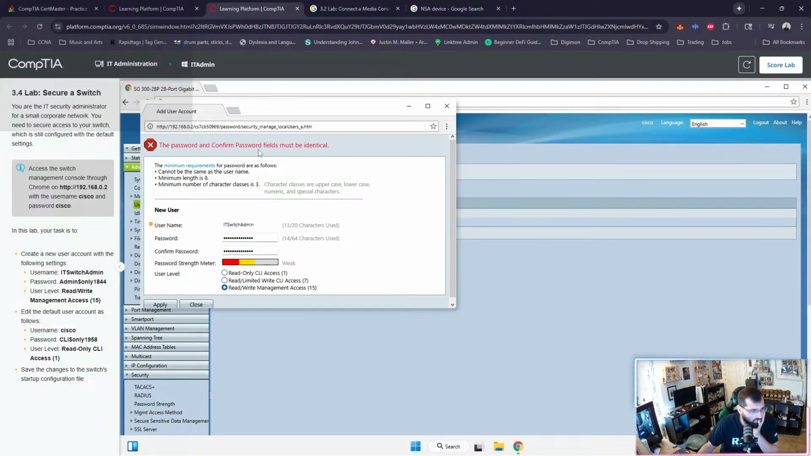The password and confirm password fields must be identical. Okay, I guess I misspelled something. ADMIN, dollar sign, only1844. Let's try this one. ADMIN, dollar sign, only. Now let's try it. Success.